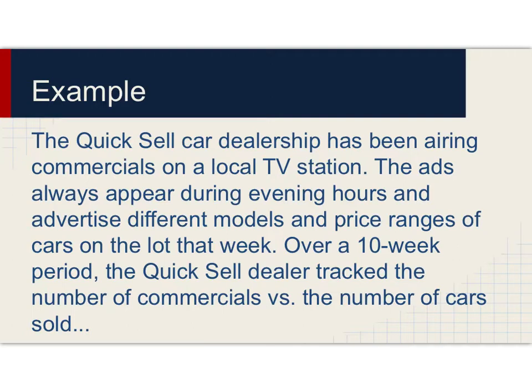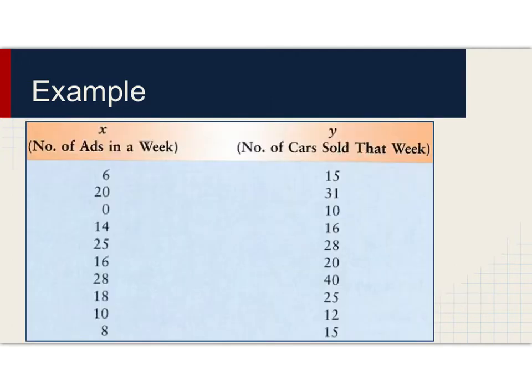The Quick Sell car dealership has been airing commercials on a local TV station. The ads always appear during evening hours and advertise different models and price ranges of cars on the lot that week. Over a 10-week period, the Quick Sell dealer tracked the number of commercials versus the number of cars that were sold. And here is the data that was found.